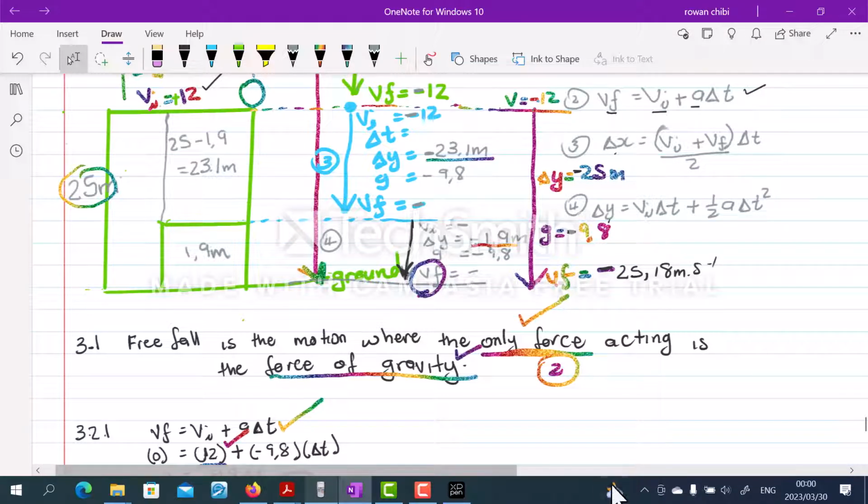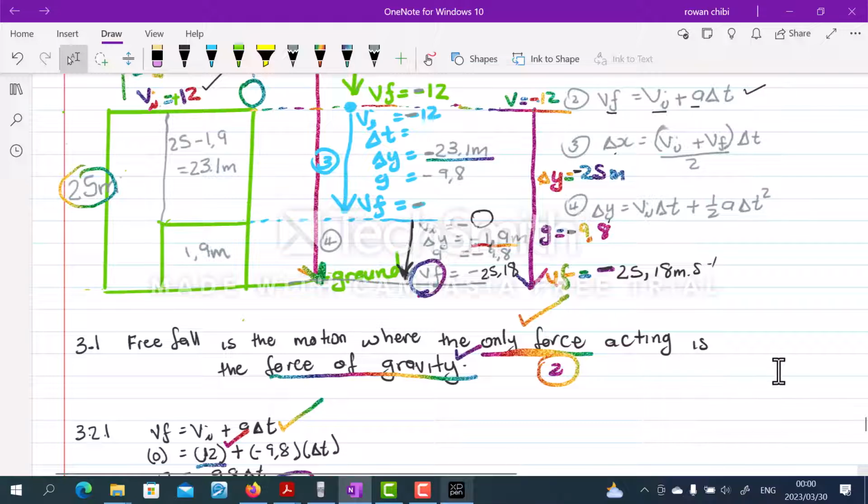We do have the final velocity as 25,18. We do have g as 9,8. We have delta y as negative 1,9. We want now delta t. We don't have the initial velocity there.